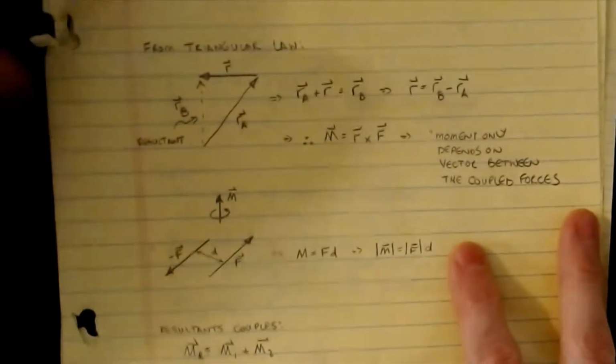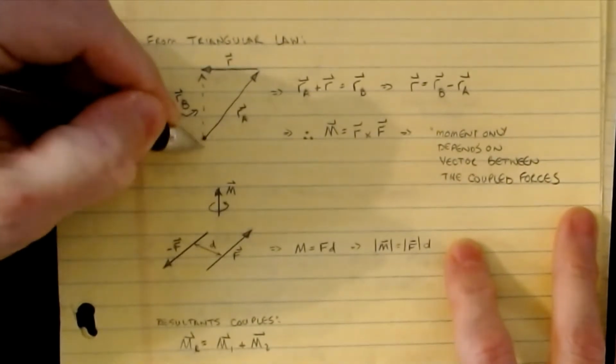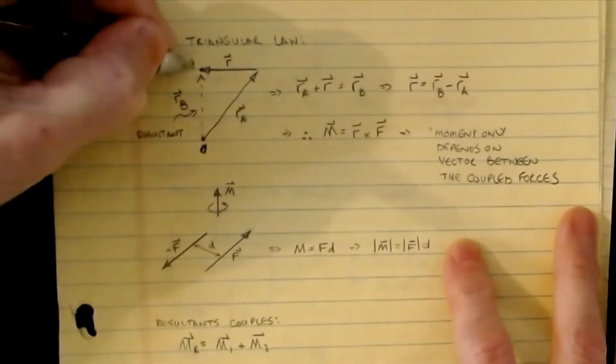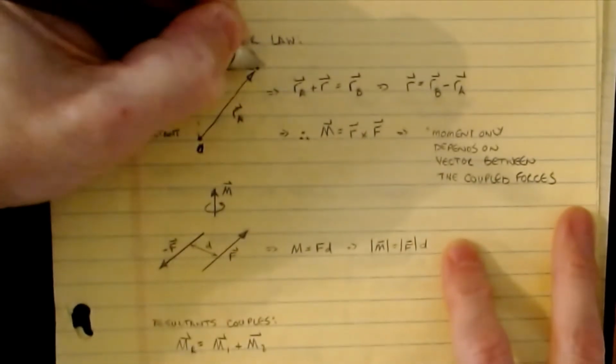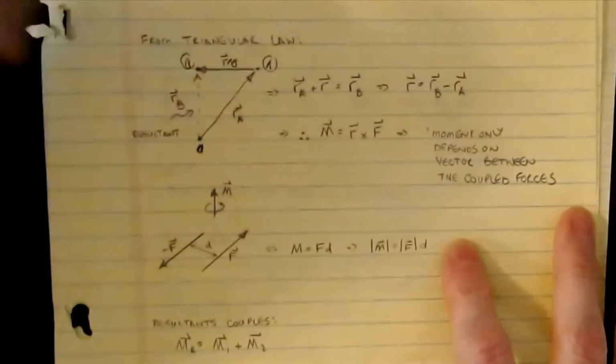All right, then we can say, let's just take a look at what's happening with these position vectors. So here was my point O, this was my point B, and this was my point A. And we know that this is R from A to B.